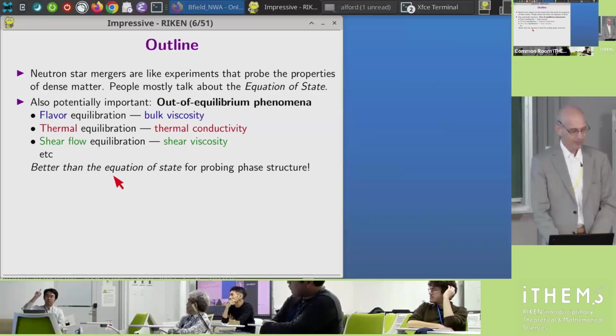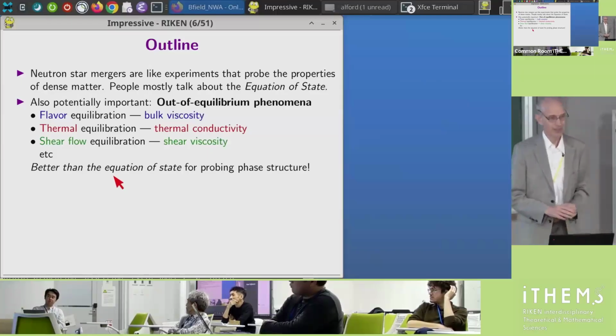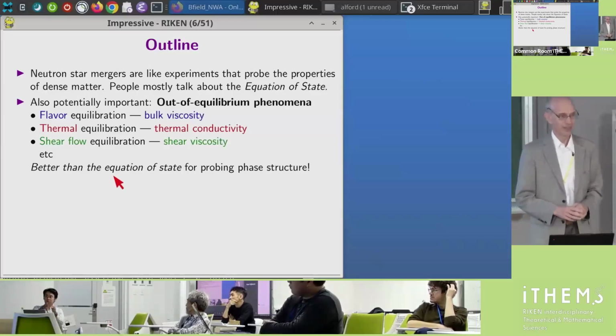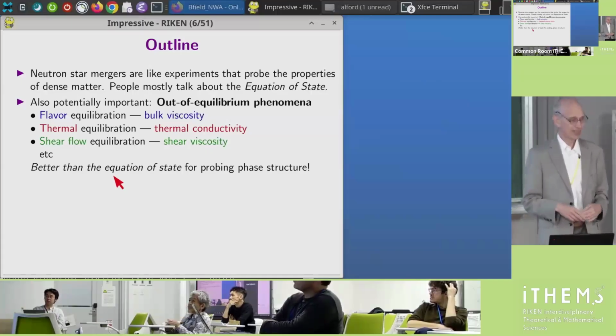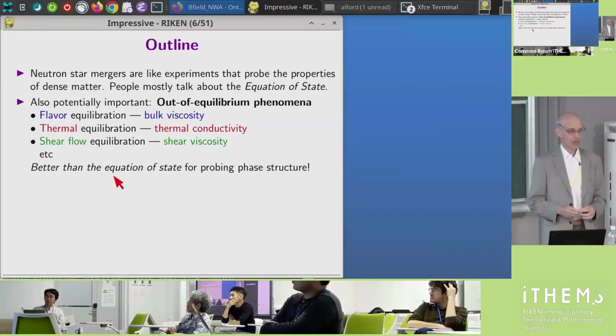So yes, these out of equilibrium phenomena should also depend on the equation of state. Yes, there'll be some equation of state dependence in them. But they'll generally have something else that they depend on, some sort of mean free path or some sort of rate, and that's what we'll be talking about in the lecture today.